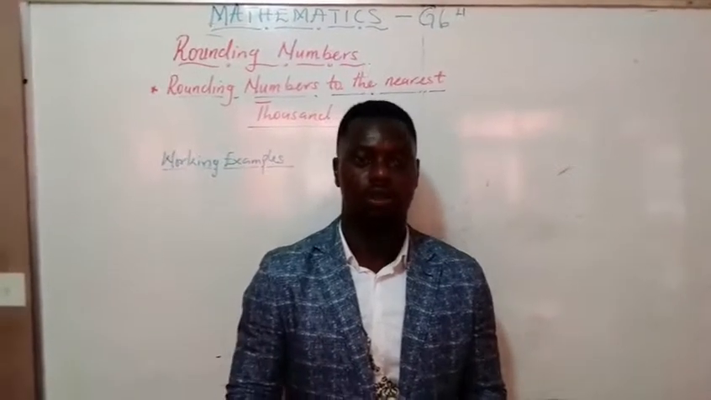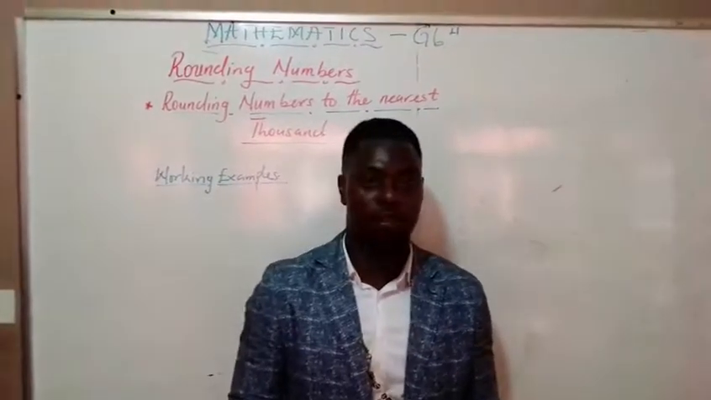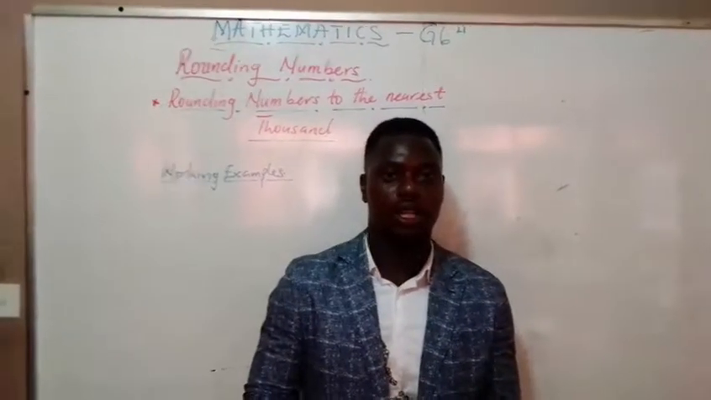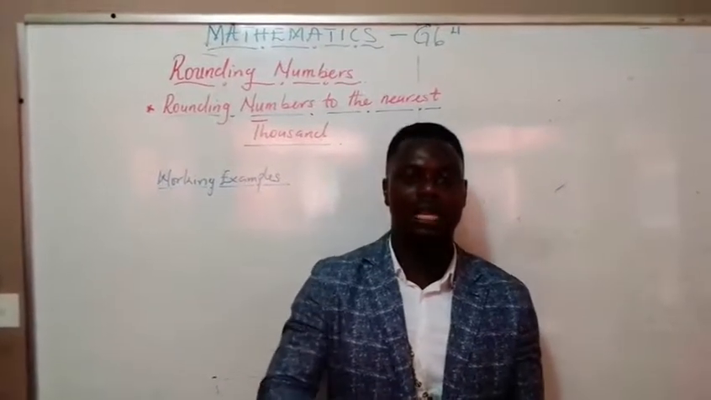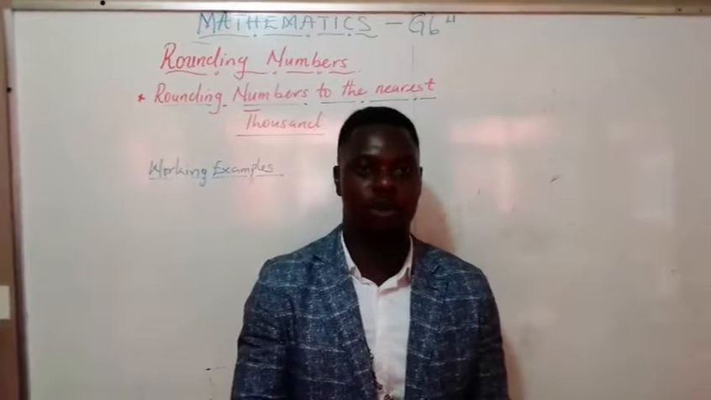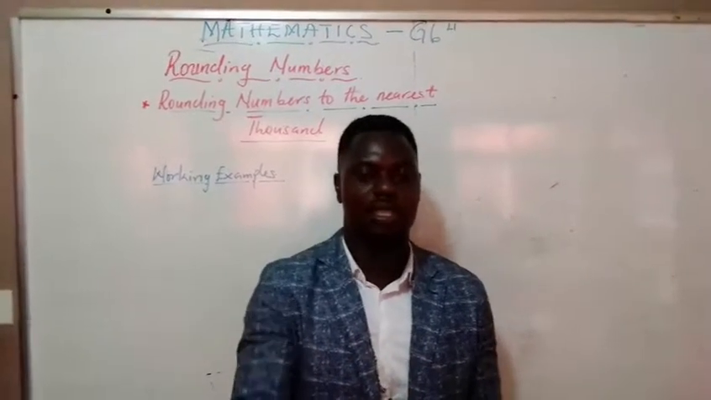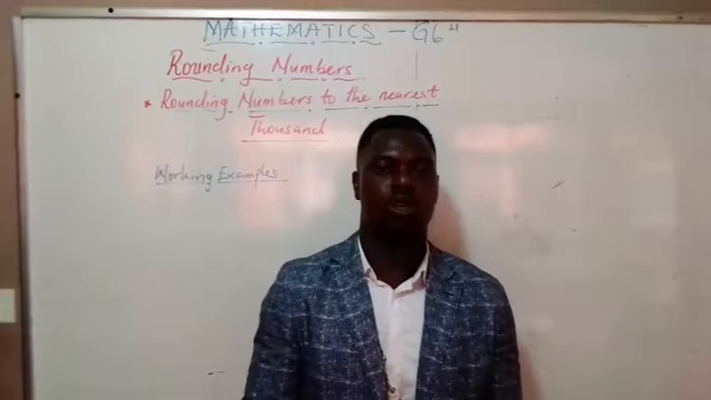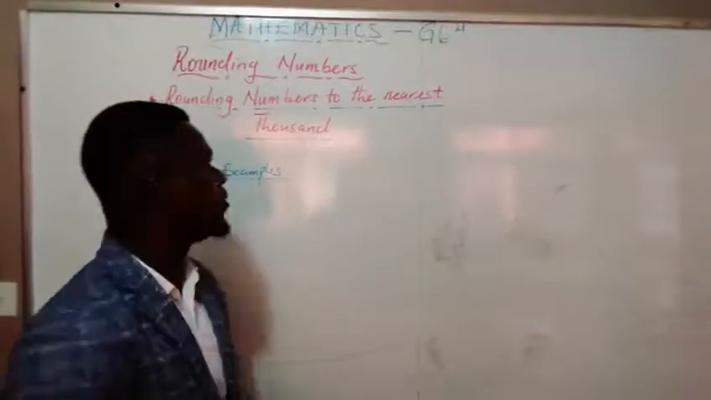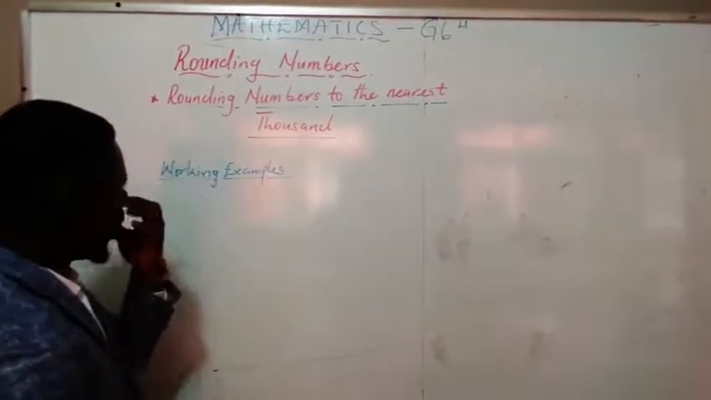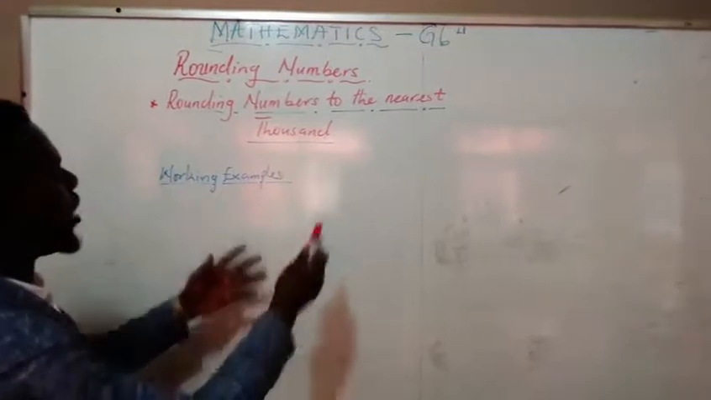Is that clear? Good. Then again, if you check the digit behind and it is below 5, that is 4, 3, 2, 1, and 0, leave the number that you are rounding itself because it is less than 5. Change the digits behind it to 0. So that's what we are going to use to do today's work. Today we are not going to waste much time in this indicator. Good. So we are rounding to the nearest 1,000.